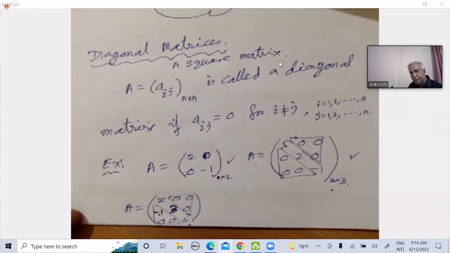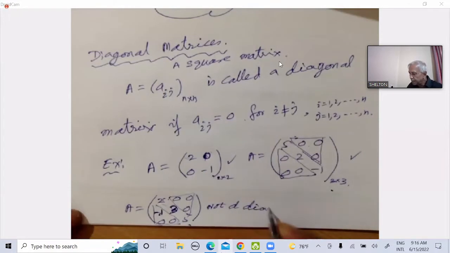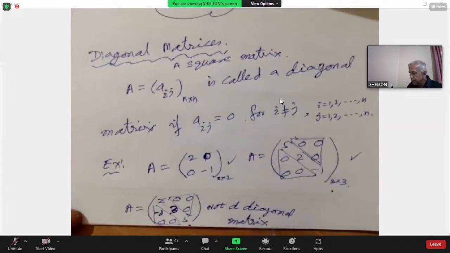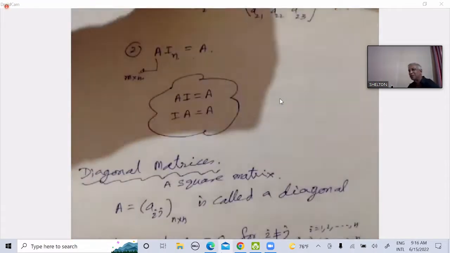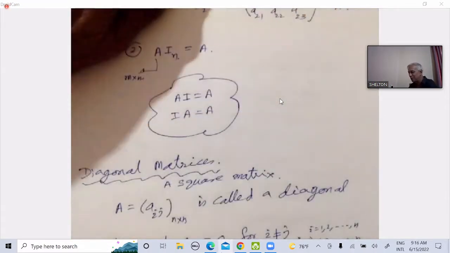It's a 3 by 3, all right. But off diagonal, i not equal to j. This is A21. A21 should be 0 if it is diagonal. This is not diagonal. Not a diagonal matrix. The above two are diagonal matrices. Do you understand it? Diagonal matrix. Sure. So many names. No?